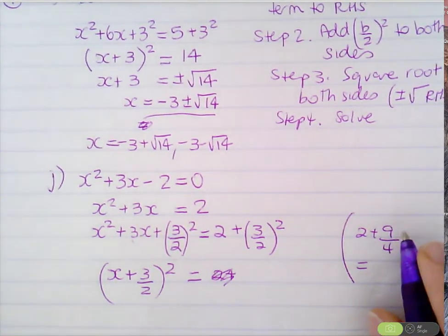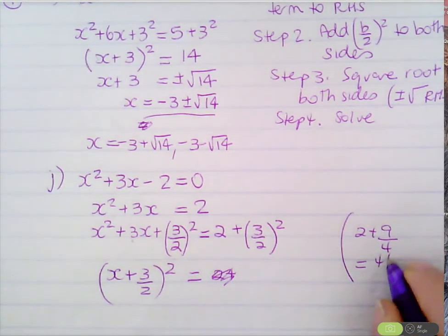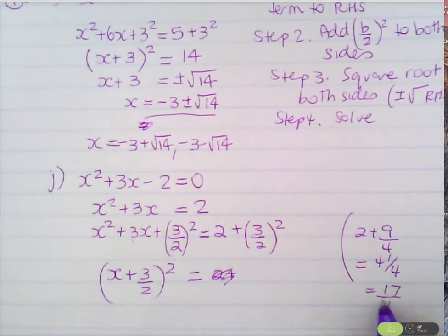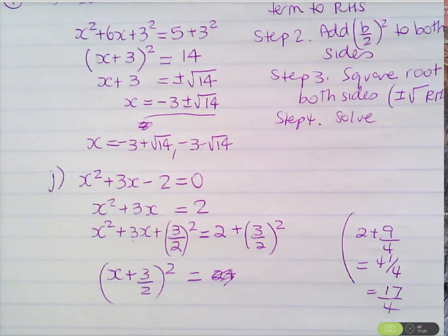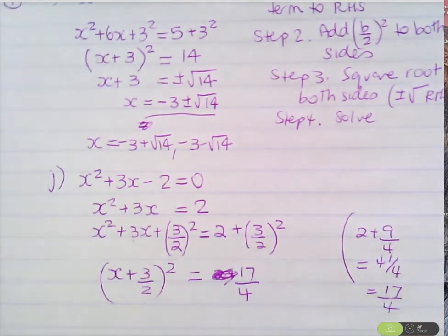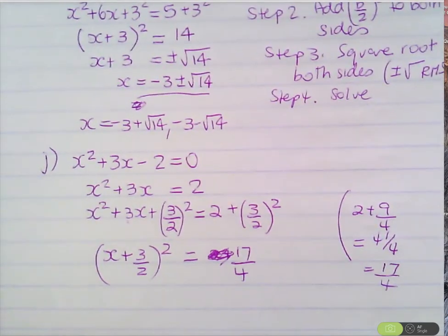What's 9 on 4? You can do it on your calc if you want. That's 2 1/4. That's 4 1/4. Because 9 on 4 is 2 1/4. Now that's 17 on 4. Because 4 times 4 is 16 plus 1 is 17. So you write 17 on 4 and get that all done now. So all you do on your calculator, 2 plus 9 on 4, you want it as an improper fraction, it'll give you 17 over 4.